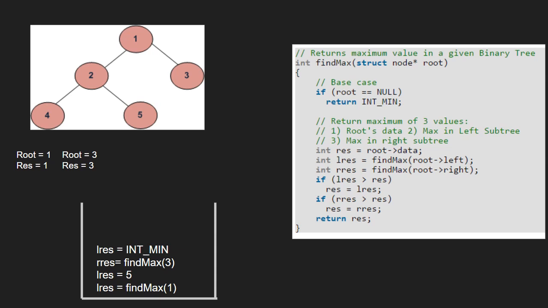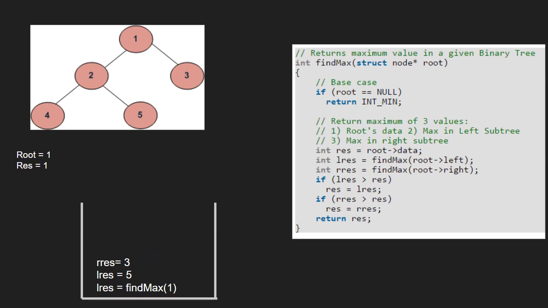We continue for the right subtree and pass the right child of 3, which is also null. Again, since root is null, we return int min. Now we compare data for RRES and LRES. Since both are the same, we return res, which is 3.